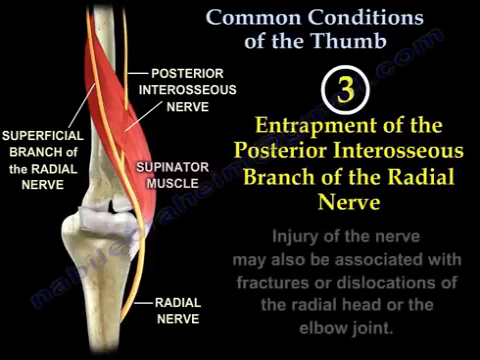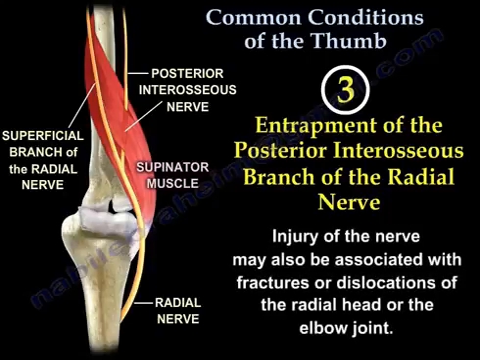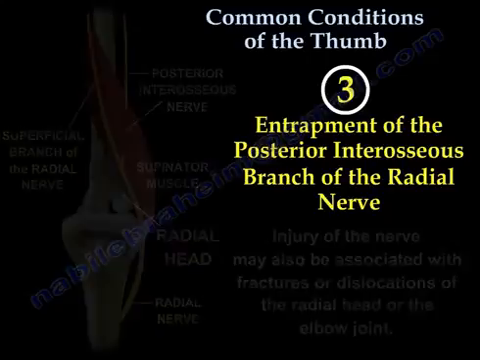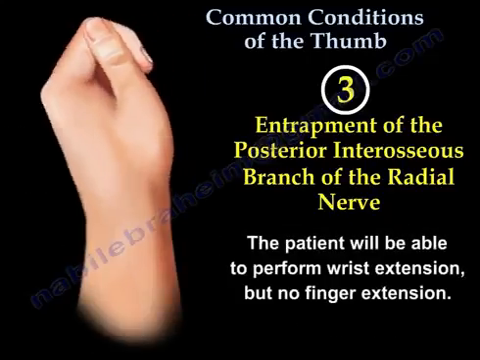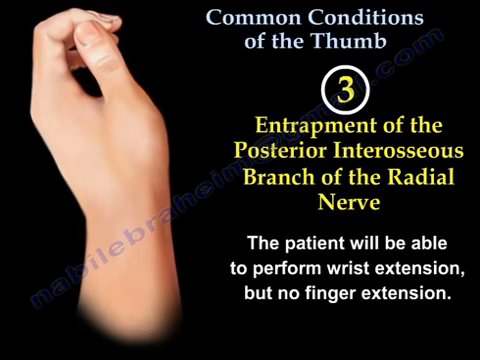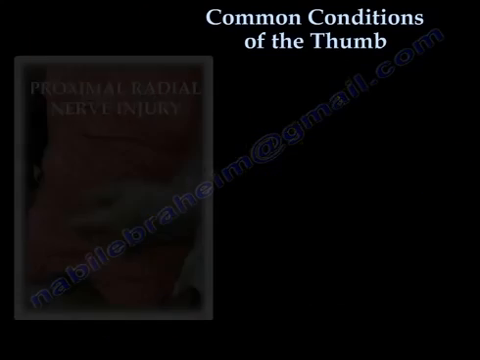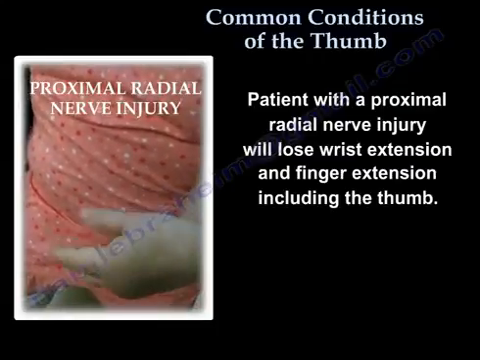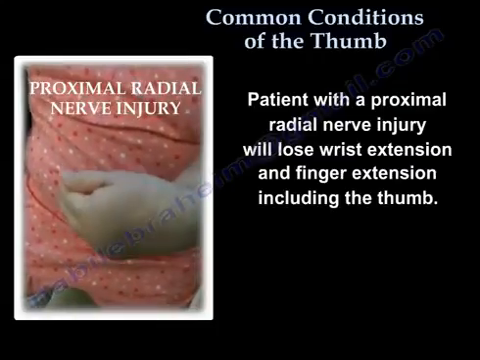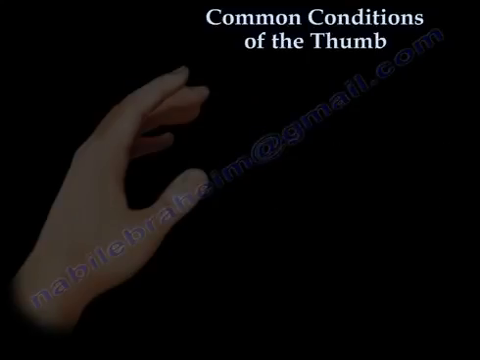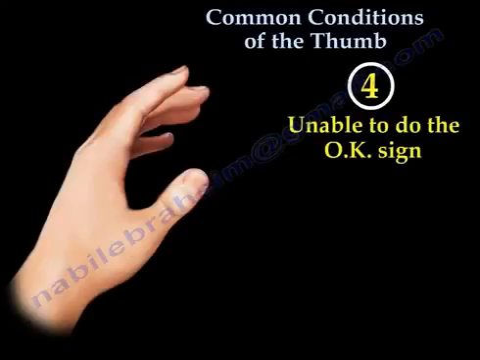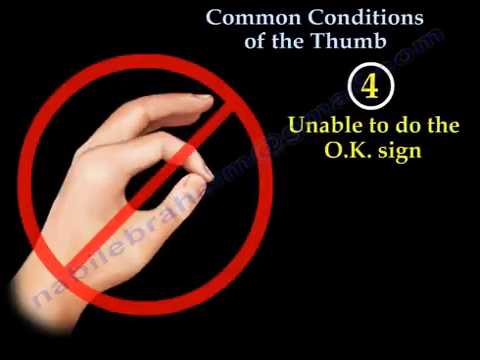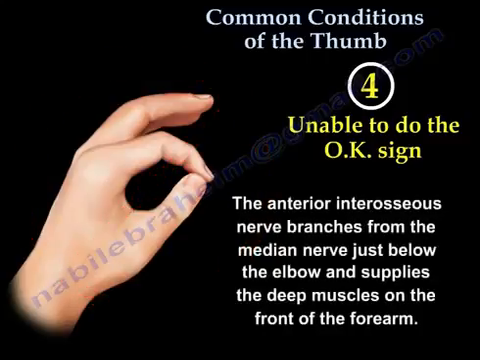The injury of the nerve can also be associated with fracture dislocation of the radial head or the elbow joint. The patient will be able to perform wrist extension but no finger extension. Here is a patient that is unable to extend the wrist or the thumb due to a proximal radial nerve injury. Number 4, unable to do the OK sign due to anterior interosseous nerve injury.